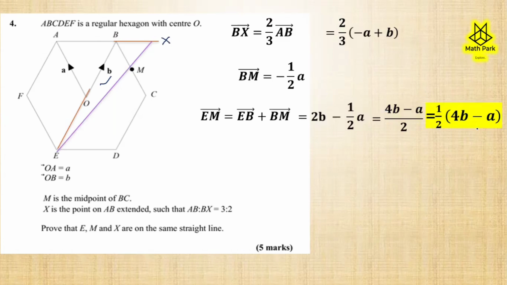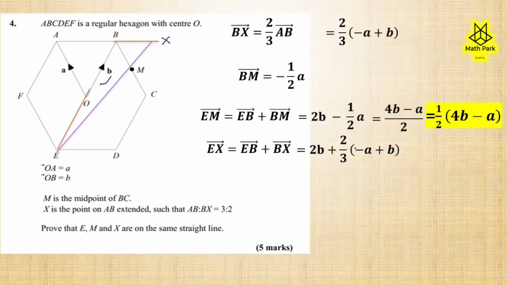I have highlighted this for some reason, so please be focused. We now found EM. EM was half of 4B minus A. Now we will be finding EX. For EX, we are going to focus on the triangle EBX. EX is going to be EB plus BX. Now what is EB? It is again 2B. So EB is 2B and BX we have already calculated, which is 2/3 of minus A plus B.